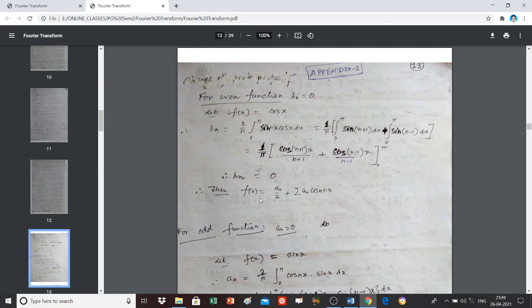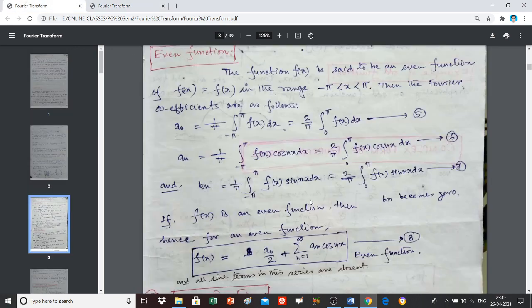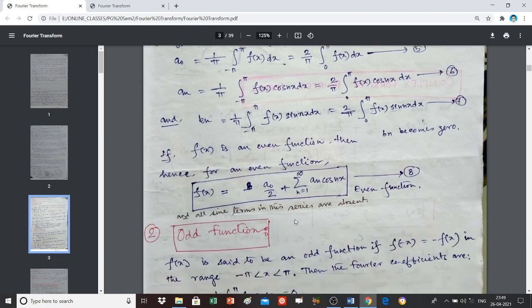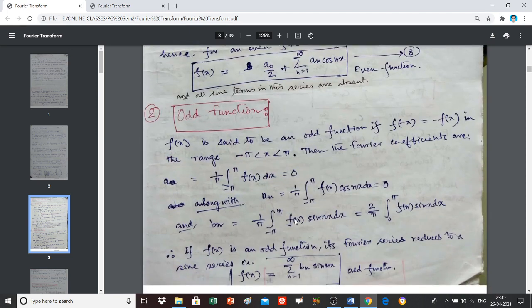So in that case, f(x) should be a0 by 2 plus the sum over an cos nx. That is the cosine series that will be there. Now come here, and now what about the odd function? In the case of an odd function, you know that if x changes its sign, the function also changes its sign. That means the function is defined in this way, that f of minus x is equal to minus f(x), and this is true for the range minus pi less than x less than pi.